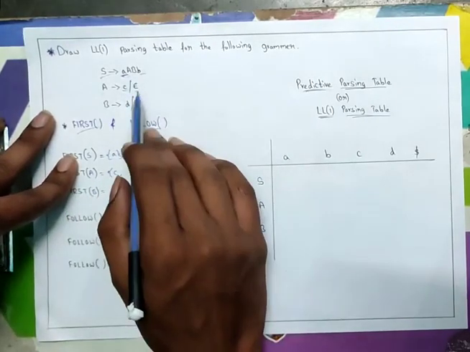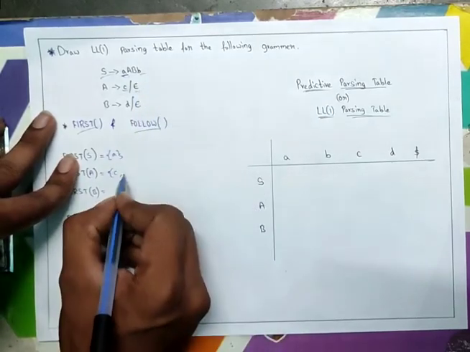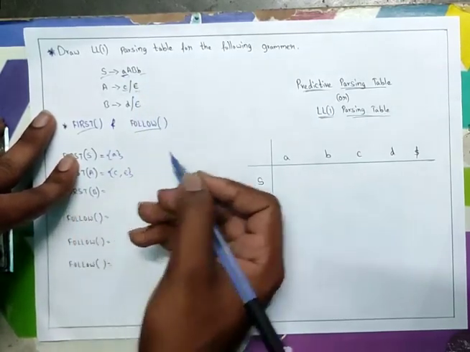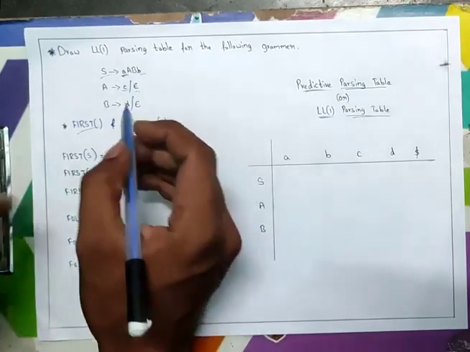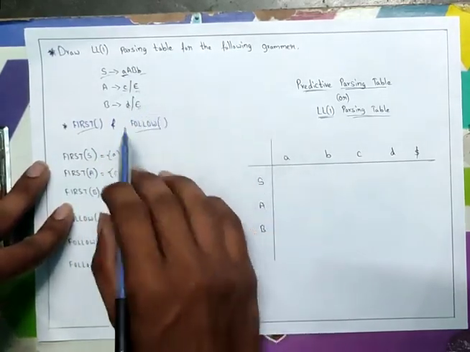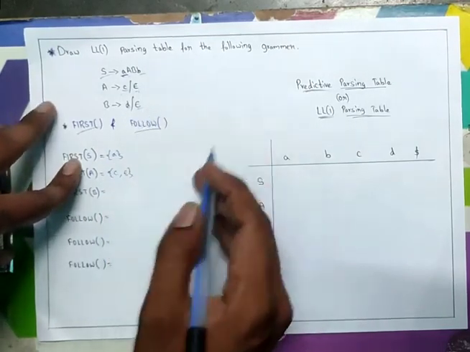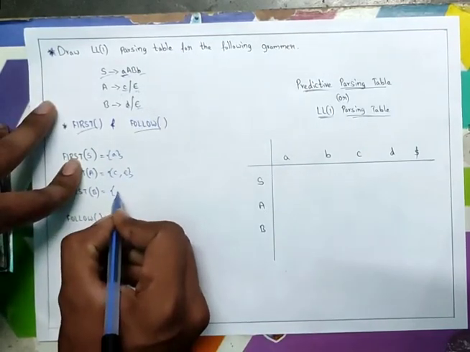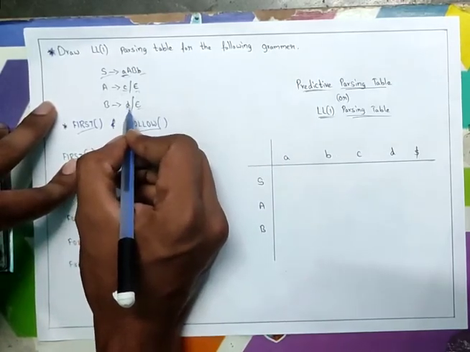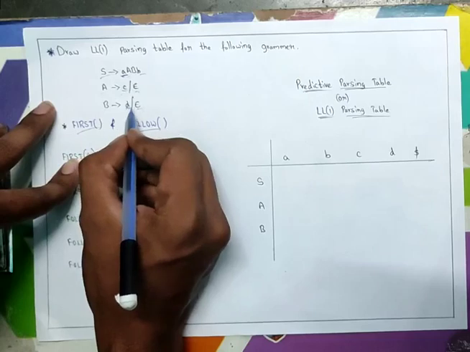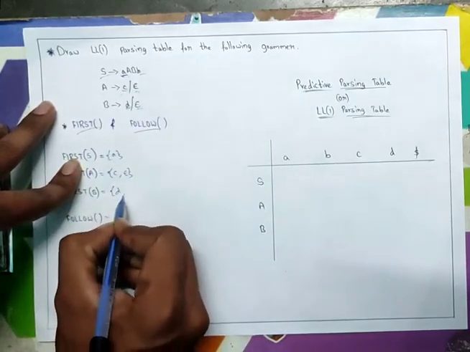And for the other production, we can see that there is an epsilon, so we have to consider that also. And for the first of B, there are again two productions, terminal d and epsilon, so we have to consider both of the productions. As there is only one element in each production, we consider both the elements, small d and epsilon.